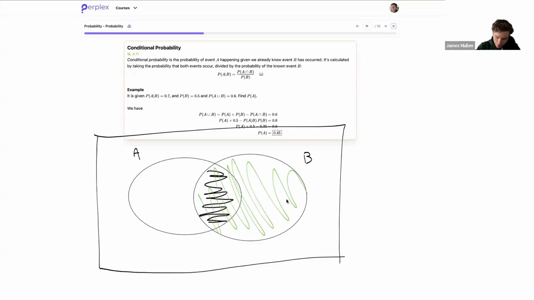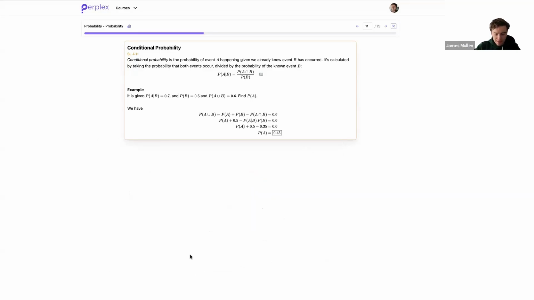Okay, so the formula tells me that the probability of A given B is the probability of the intersection divided by the probability of the one that is given. Okay, so let's do an example. It is given that P of A given B is equal to 0.7 and P of B is equal to 0.5. And also that P of A union B is 0.6, and we want to find P of A.